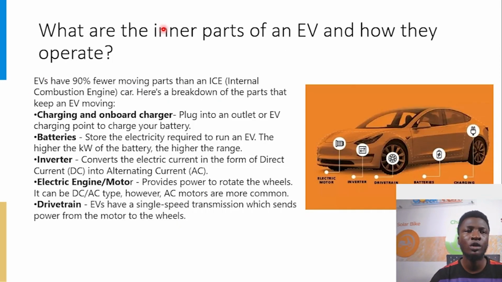Now we will continue with the inner part of the EV and how they operate. Beginning with the charging and the onboard charger, the function of it and how we charge it. So there are several types of charging systems or chargers. You have type 1, type 2, mode 1, mode 2, mode 3, mode 4. You can also have direct or DC chargers and the AC chargers. So today we are going to discuss the role of the onboard charger and the type of charger shown here.